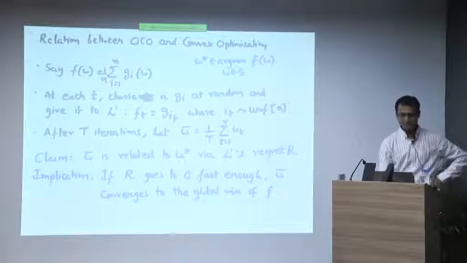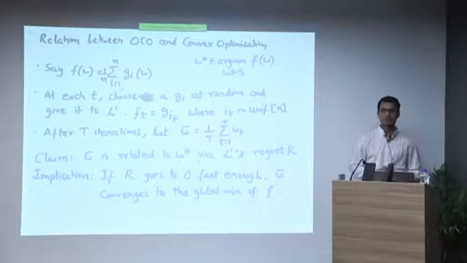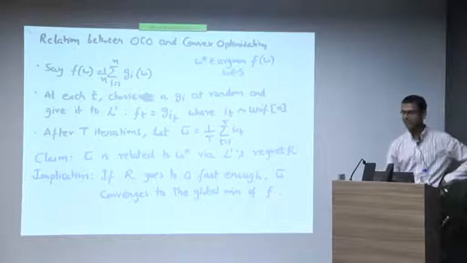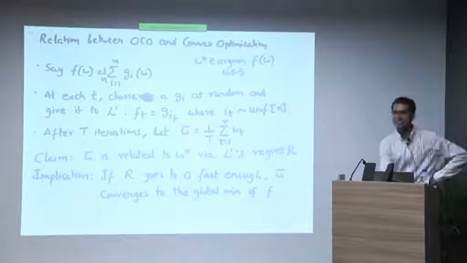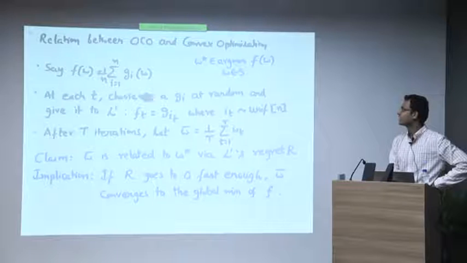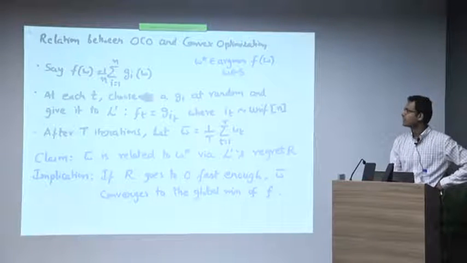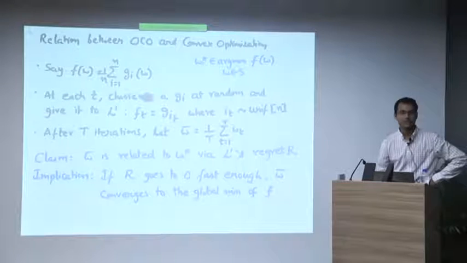So let's relate online convex optimization to just convex optimization. Okay, so what is convex optimization? Just think of this very simple math program. You're trying to minimize f of w, where w is a point that you want to pick from a convex set S. So f is a convex function, S is a convex set, and w is a global minimizer.